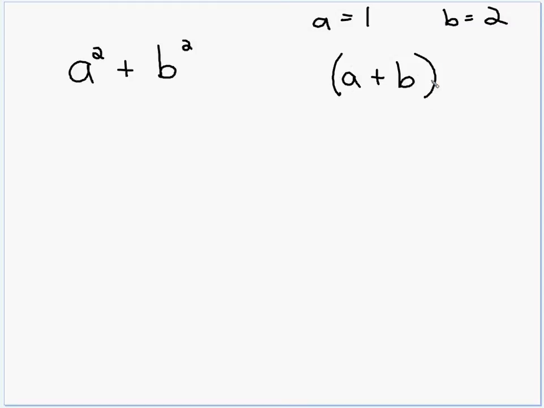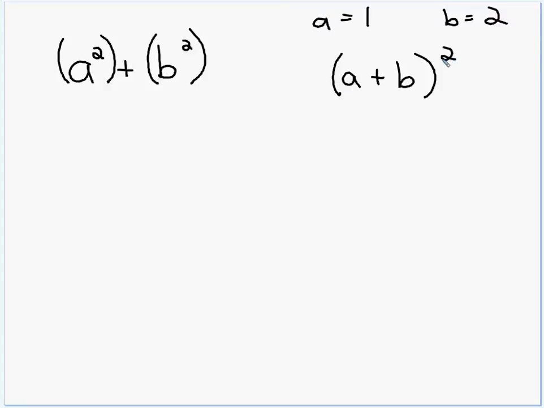What if we mix it up a little bit and we have something like this? We have a squared plus b squared, and a is 1 and b is 2. But wait, I'm going to throw more in here. I'm going to have a second expression. I'm going to say, what if we do it like this? Okay, so this one is a squared plus b squared, and this one we have a plus b, squared.